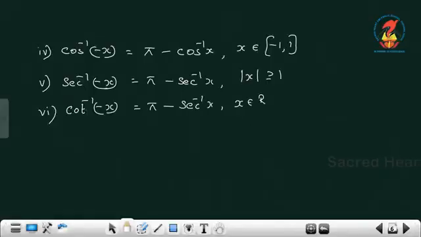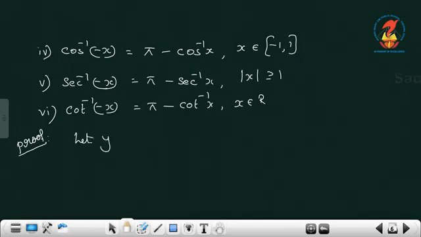Cos inverse minus x, sec, cot. Look here, the answer is pi minus, everywhere pi minus that function. Cos inverse minus x is pi minus cos inverse x. Sec inverse minus x is pi minus sec inverse x. Cot inverse minus x is pi minus, sorry, here it is cot inverse x. Okay. So, we can prove the first result.